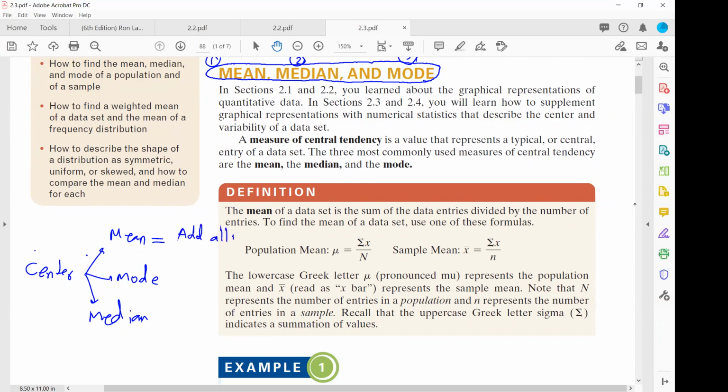add all numbers, divide by the total number of values. So you count all of those values, and it goes on the denominator. That's how you find the mean. That's the definition of the mean. It's a measure of center.